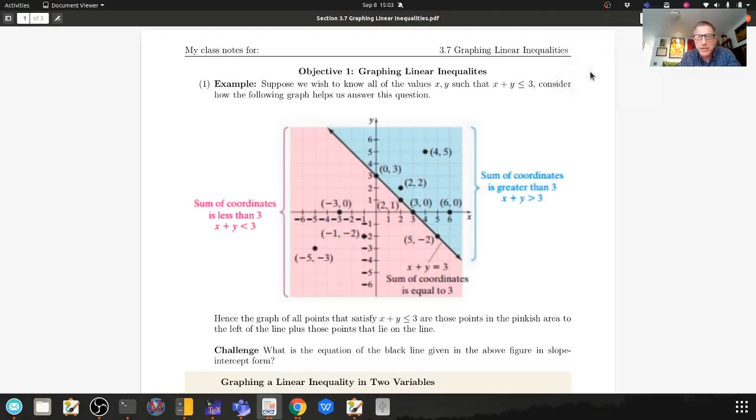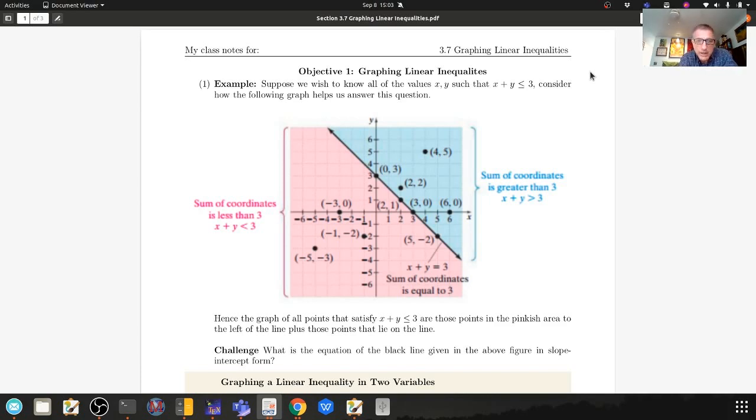Okay, this is Chapter 3, Section 7. We actually skipped Section 6, so we get to skip an entire section of Chapter 3. So our objective is going to be to graph linear inequalities.